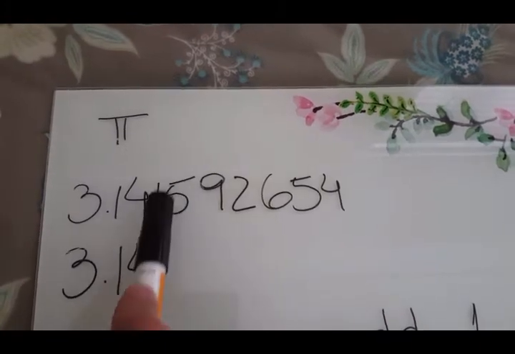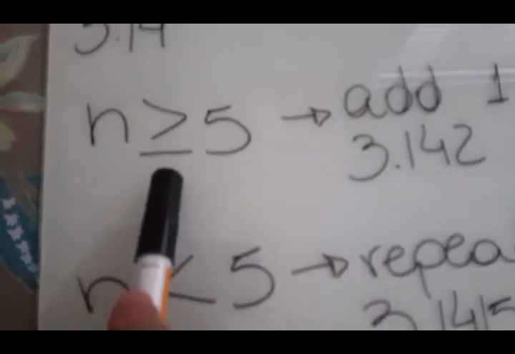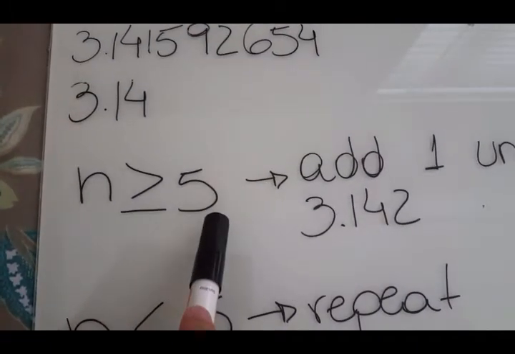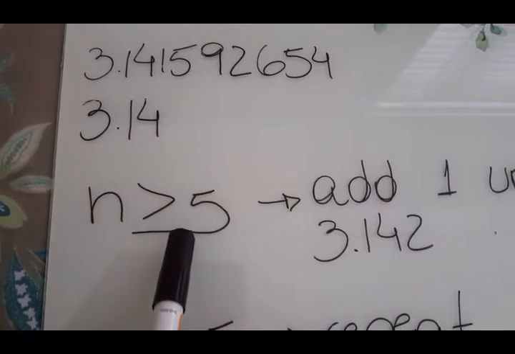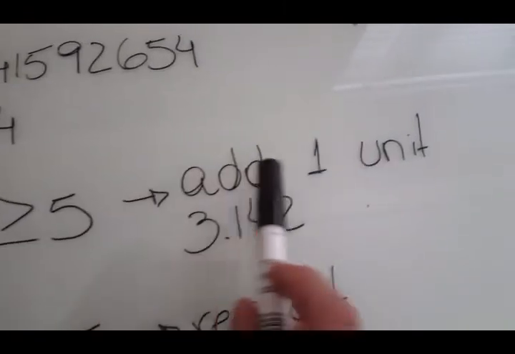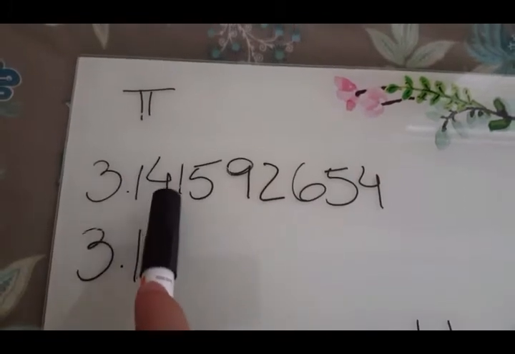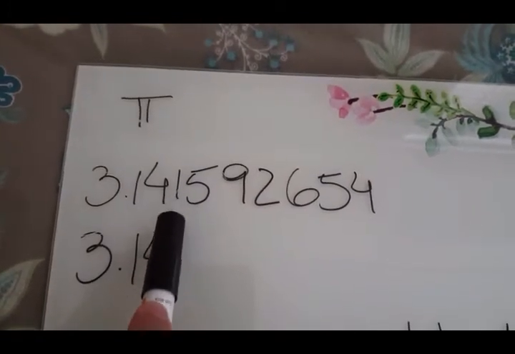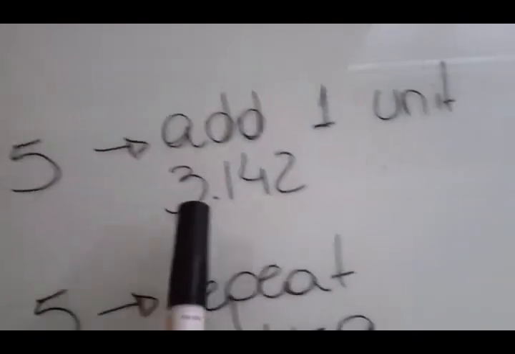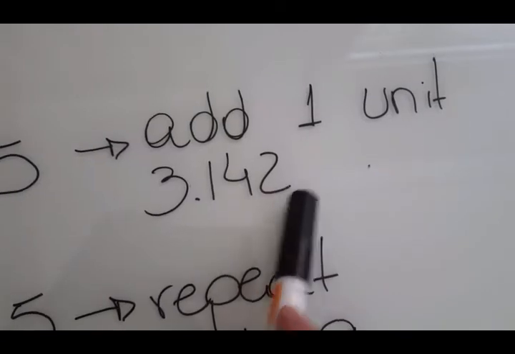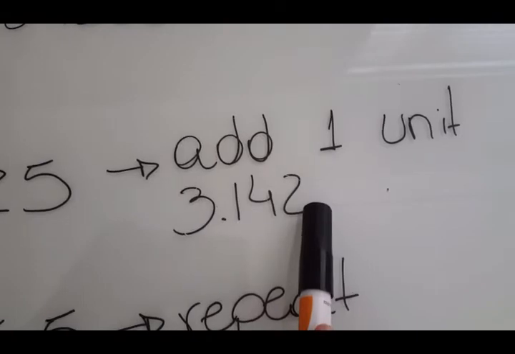If the next number is higher than or equal to 5, we add 1 unit to the last number. So 1, 2, 3. Our last number is 1. The next number is equal to 5. So we will end up adding 1 unit to the last number. And this is my rounding to 3 decimal places.